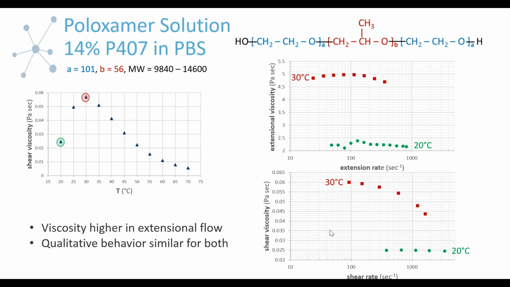So in this case, the qualitative behavior was quite similar, and we didn't see any issues with the onset of secondary flows. And again, the viscosity is higher in the extensional flow, which is what we generally tend to expect.